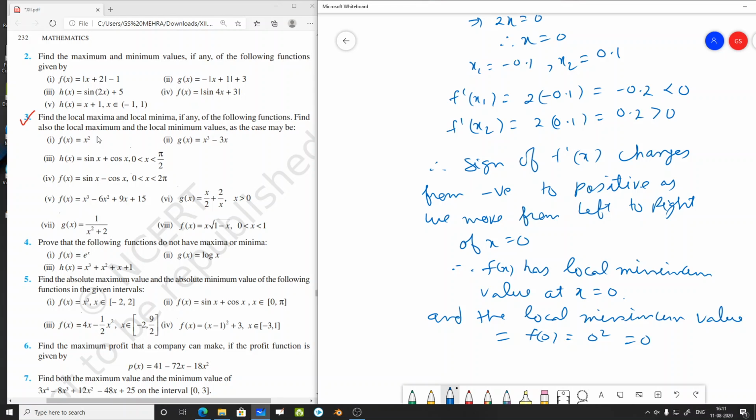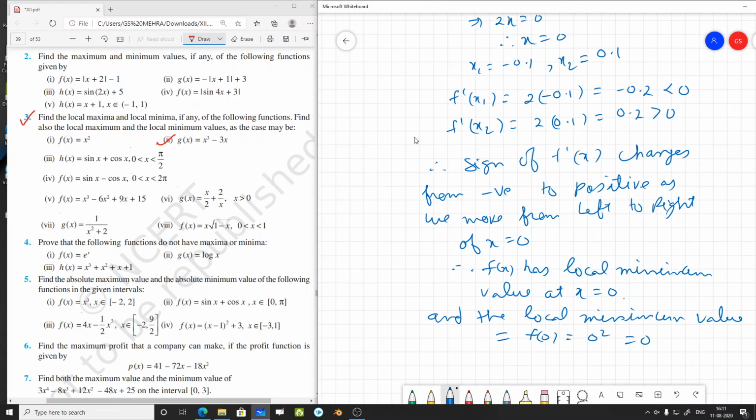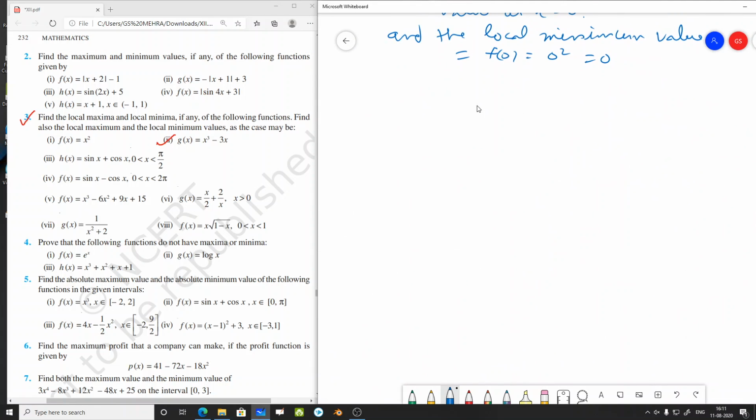So this is our first part. Now let us go to the second part. The second part we will also do the same way, that is by the first derivative test. Question number 3, second part. As earlier, first of all we will find the derivative of g(x). So g(x) equal to x cube minus 3x. Therefore g dash x will be equal to 3x square minus 3.